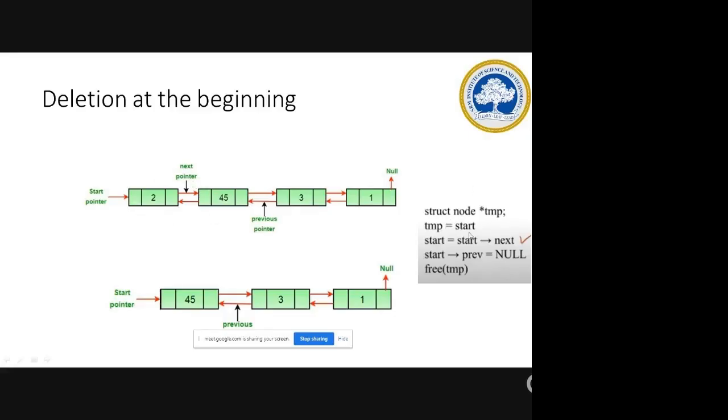Clear now? So you assign the head to the temp node and move the head is equal to head of next. So 45 will hold the value of head node now. And now your head of previous should be null also. After that, you can free the temp. This is deletion at the beginning.